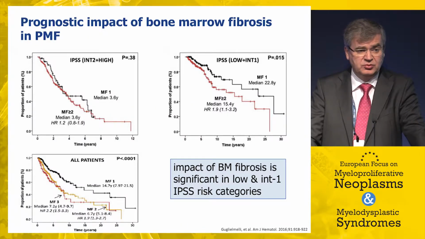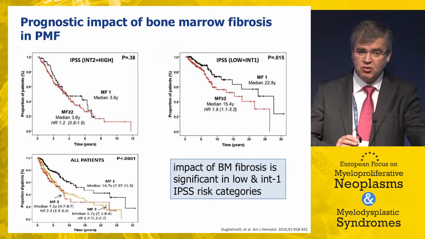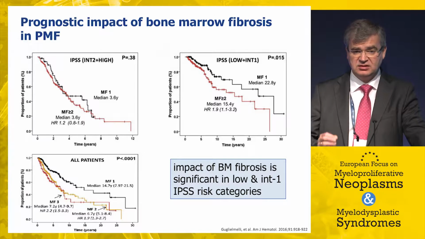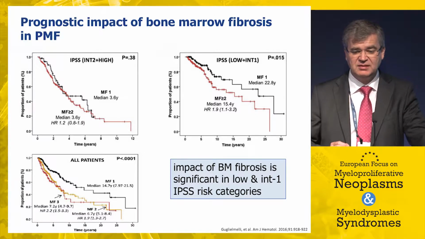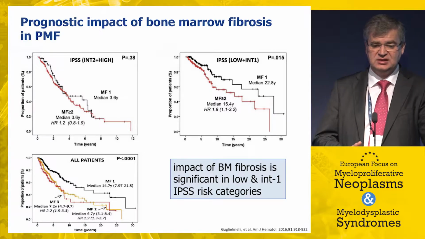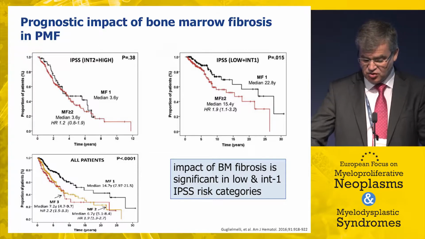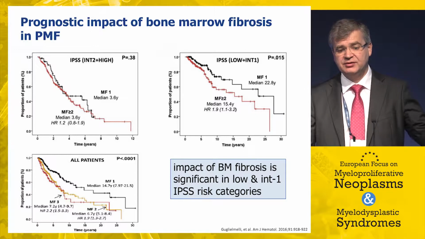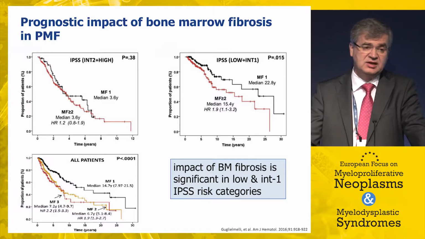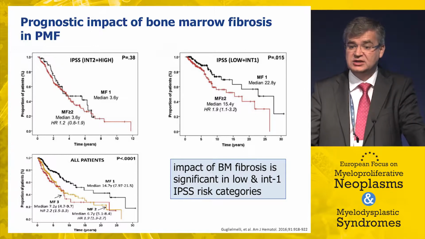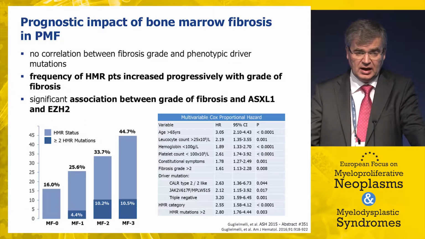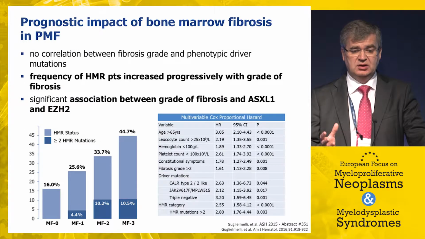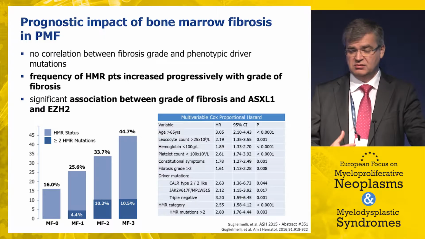And this has been confirmed also recently by the Italian groups, showing that in particular in the low and intermediate 1 cases, the assessment of bone marrow fibrosis gives you some additional prognostic data because it has impact on the overall survival, whereas in advanced stages or clinically high-risk cases, the exact assessment of bone marrow fibrosis has no additional prognostic value.